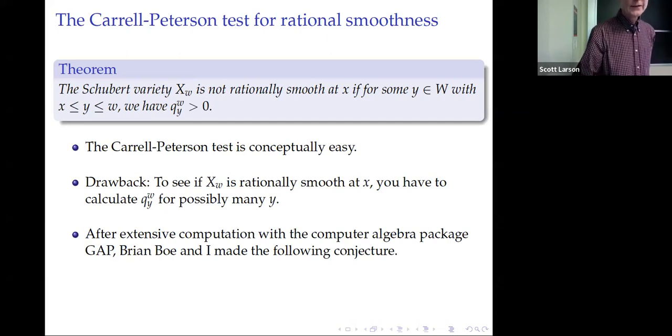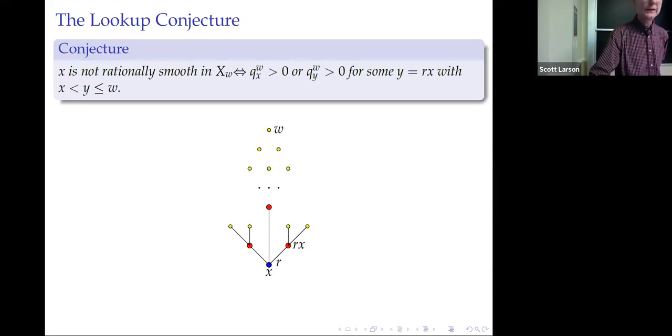And so Brian Boe, many years ago, made this conjecture, which is verified using GAP, and it's the following. It's what we call the lookup conjecture, which is that to test whether X is a non-rationally smooth point, it's enough to check that either QWX is positive or QWY is positive, where Y is connected to X by a single reflection. So in this picture, here's the X right here. The Y's that are connected to X are these ones that are marked in red. And according to the lookup conjecture, to test whether X is rationally smooth, we would only have to check Q at these 4 points here.